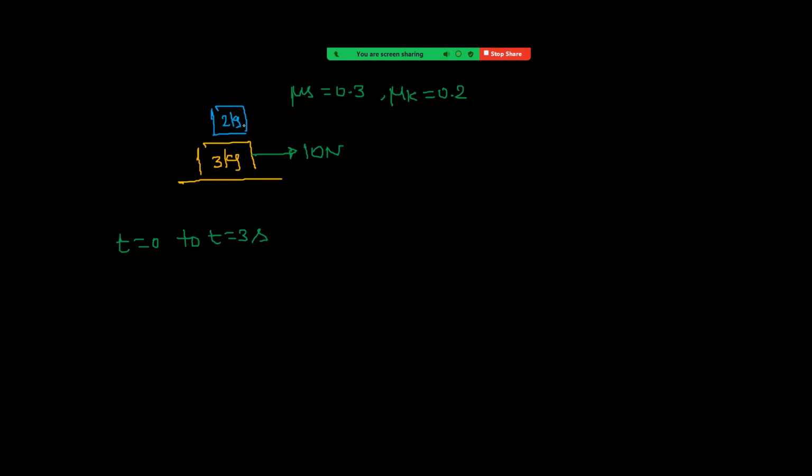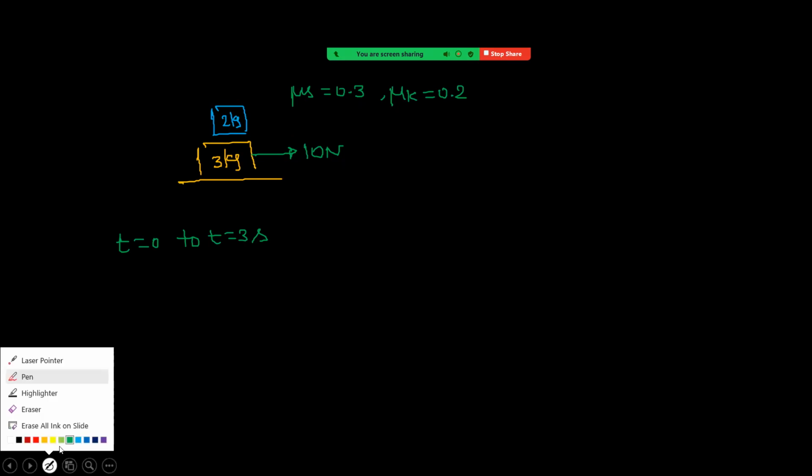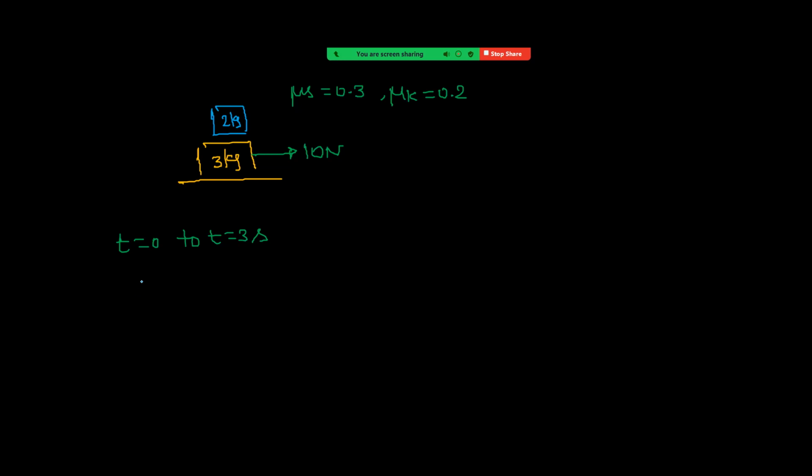Okay, that means for the 2 kg block, maximum acceleration, I am writing here A2. 2 stands for 2 kg block. For the 2 kg block, maximum acceleration that is possible is 3 meter per second square. Okay, that means up to this acceleration, both blocks will move as a whole. I am repeating, up to this acceleration, both blocks will move as a whole.